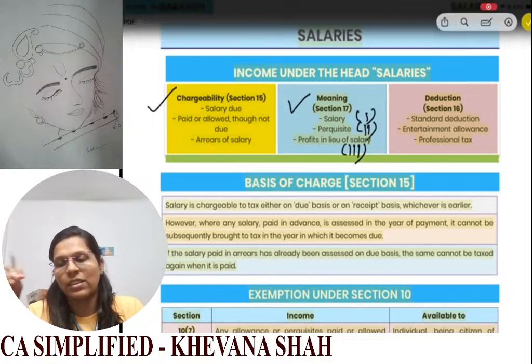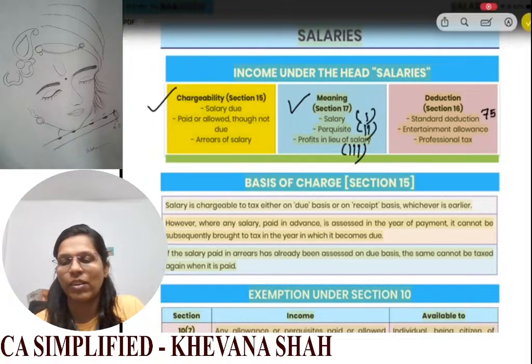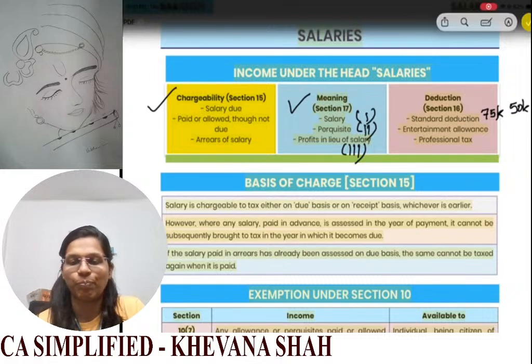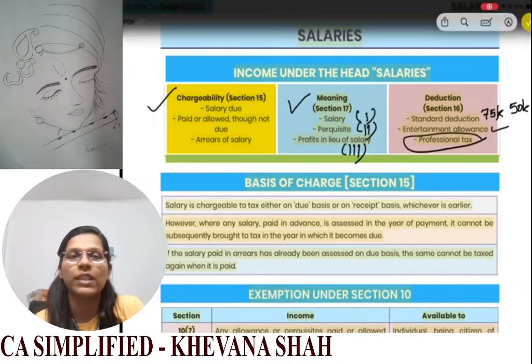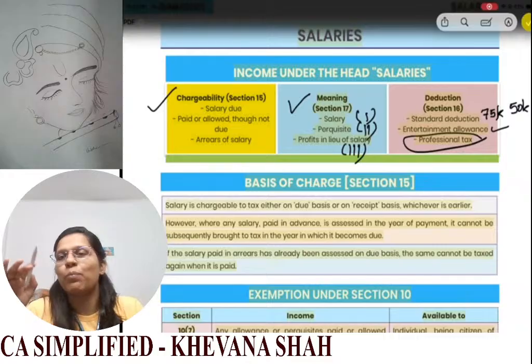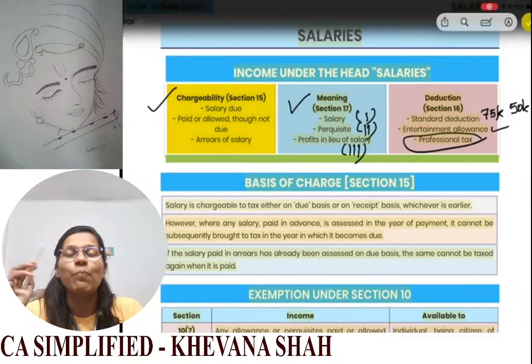Then we have section 16, which is for deductions. So it gives you standard deduction. Now standard deduction is 75,000 in case of your new regime and 50,000 in case of your old regime. Then the deduction section also has something called entertainment allowance. Now this allowance is given as deduction to government employees in the old regime. Then we have something called professional tax, which is also allowed as deduction. Now remember, if professional tax is paid by the employee, then you can claim deduction on the same. If your employer is paying professional tax, then that will be taken separately as part of your salary and added to your salary.